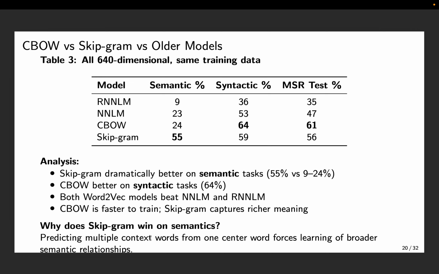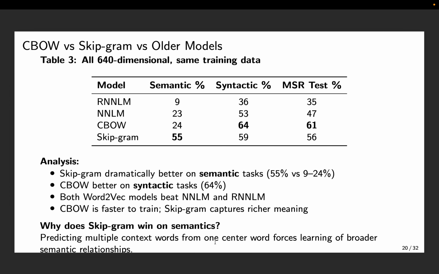Continuous bag of words averages context, which works well for syntactic patterns like plurals and tenses, but averaging loses some semantic richness. Both continuous bag of words and skip-gram are significantly better than the older models, despite being architecturally simpler. This validates the core hypothesis: simplicity plus data wins.